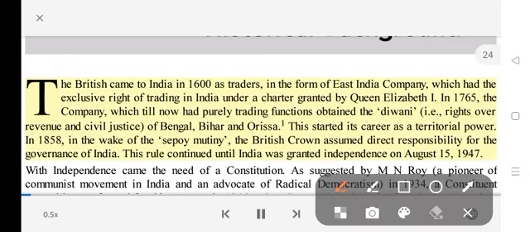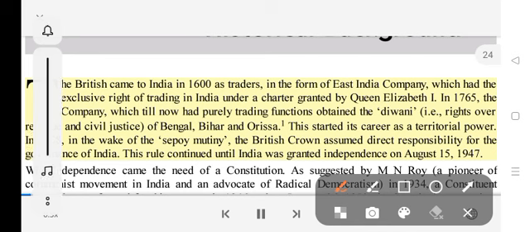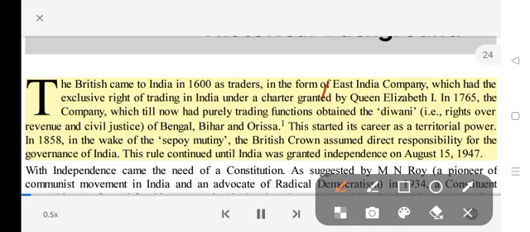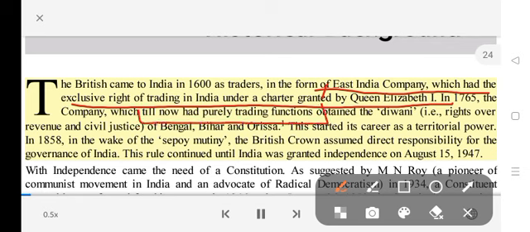The British came to India in 1600 as traders, in the form of the East India Company, which had the exclusive right of trading in India under a charter granted by Queen Elizabeth I. The company, which till now had purely trading functions, obtained the Diwani, i.e., rights over revenue and civil justice of Bengal, Bihar and Orissa in 1765. This started its career as a territorial power.